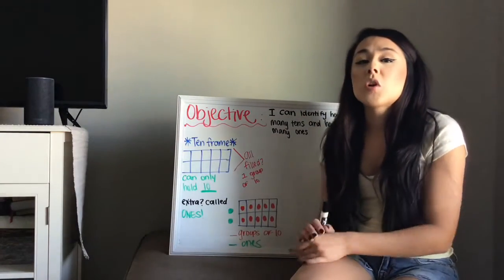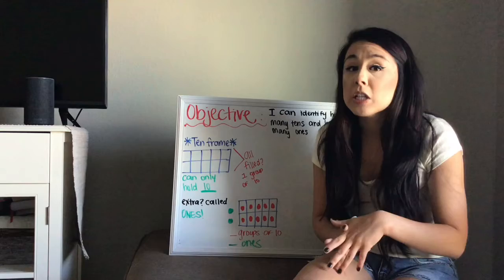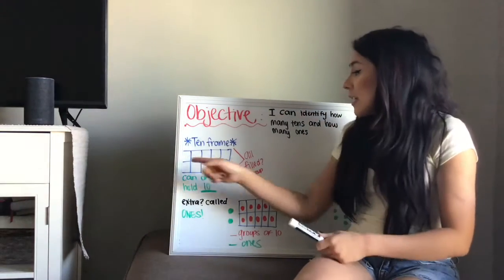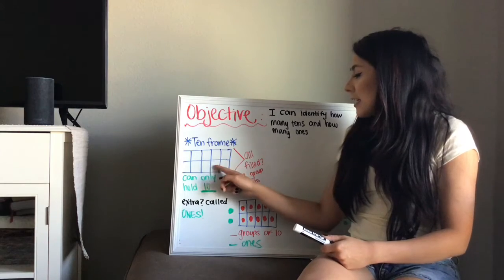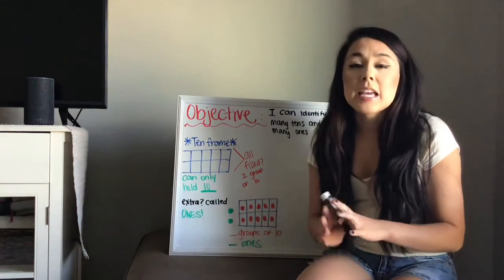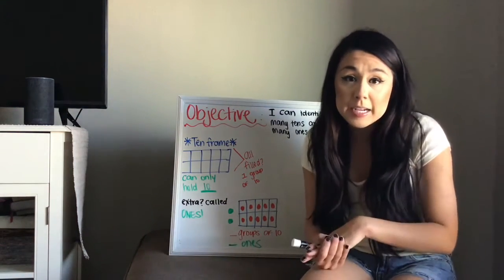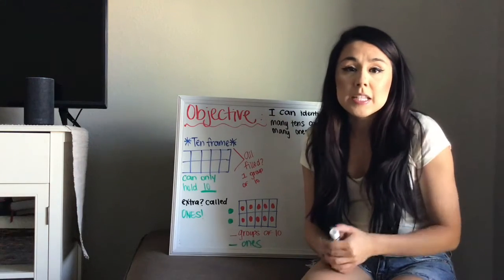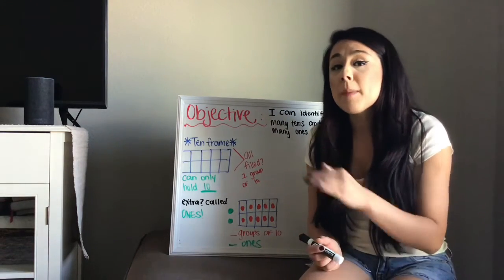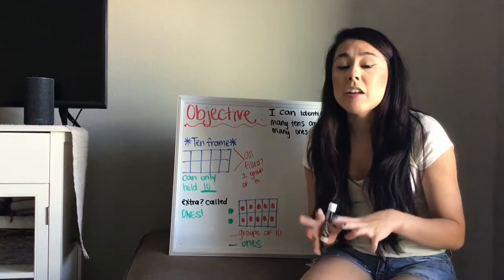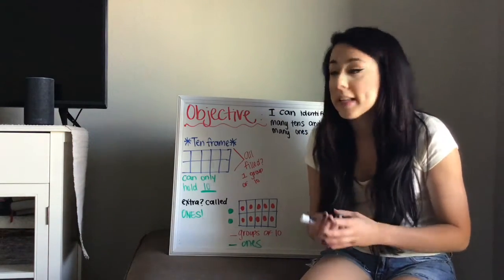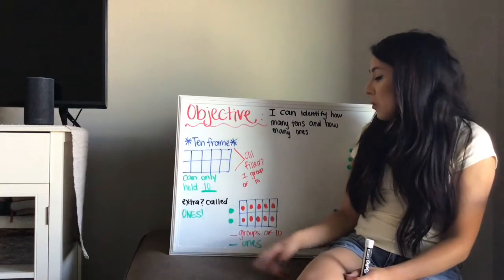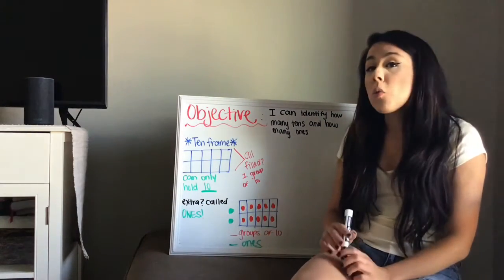A 10 frame can hold 10 items. That's why it's called a 10 frame. There are 10 little squares, 1, 2, 3, 4, 5, 6, 7, 8, 9, 10. 10 squares to hold 10 items. Now, on yesterday's video, we worked with trying to fill up our 10 frame. Today, our 10 frame will be filled and there will be some extra. Those are called 1s. So a 10 frame can only hold 10. All the extras are called 1s.